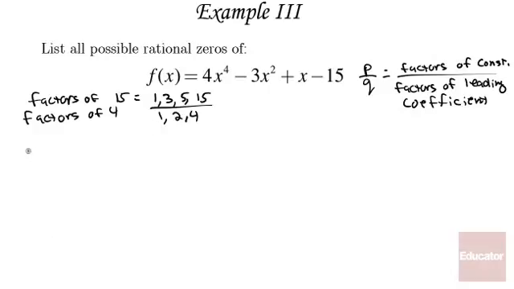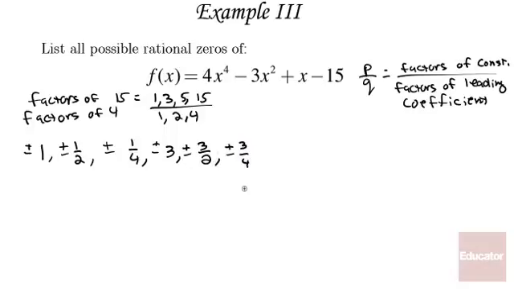So 1 over 1, that's plus or minus 1. And then 1 over 2, plus or minus 1/2. 1 over 4, plus or minus 1/4. Okay, now going on to 3. 3 over 1 is just plus or minus 3. 3 over 2, plus or minus 3/2. 3 over 4, plus or minus 3/4.